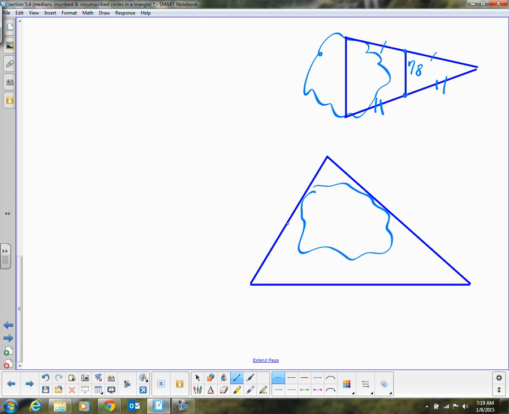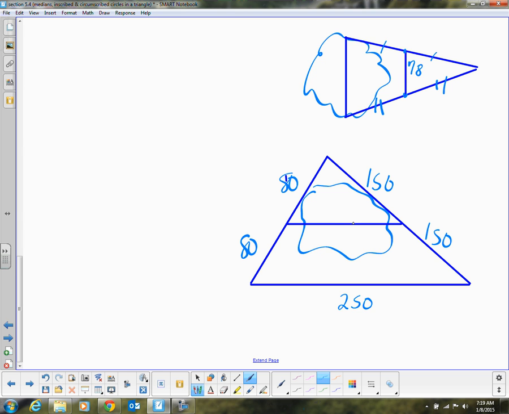And this is where the person's going to kayak. So just kind of pretend that the lake goes all the way over to the edges. In the picture it does. They told us that this is 80, and that this is 80, and that this is 150, and this is 150, and this is 250. So what does this make this?